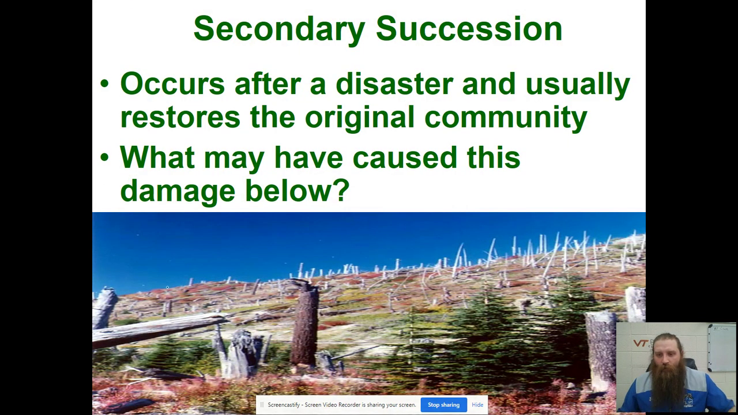So anyway, secondary succession. Secondary succession occurs after a disaster. Typically, it's going to restore the original community. So you look at this picture right here and ask, what could have happened? Well, everything's pretty much blown over. I'm pretty sure this is a picture of Mount St. Helens after the volcanic eruption in, I think, the 80s. But there's no reason to think that the community that was there already for years and years wasn't well suited for this environment.